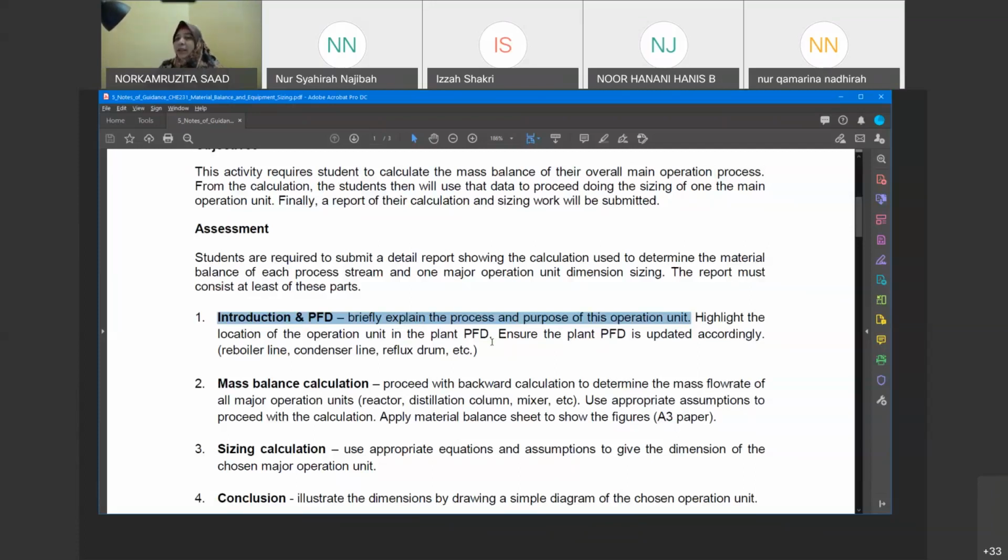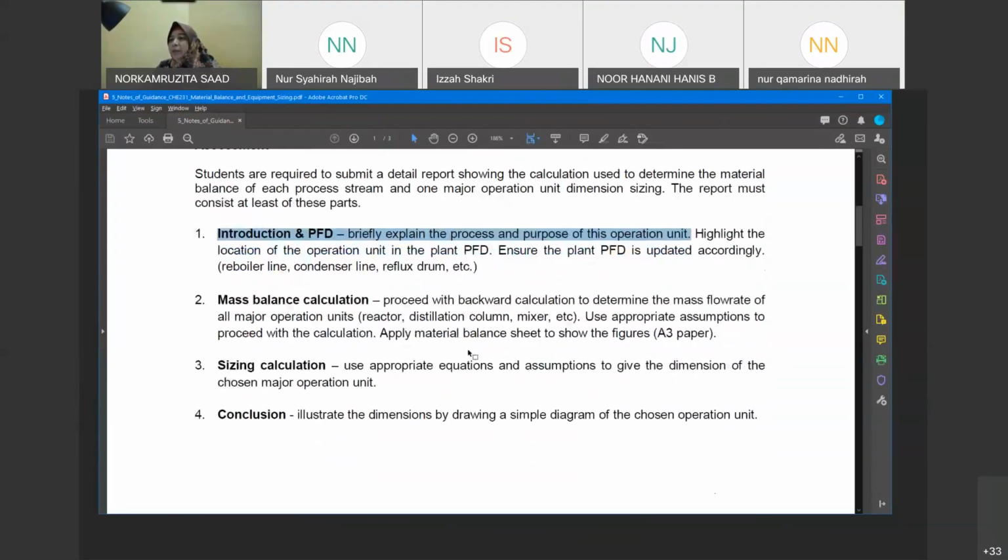Let's say you can see the second point here: proceed with backward calculation to determine the mass flow of all major operation units, maybe reactor, distillation column, mixer, and then use appropriate assumptions to proceed with your calculation. If you have some difficulty determining the mass balance for your equipment because of the reactions involved before the flow that you have for your feed to your equipment, therefore you are allowed to make some assumptions.